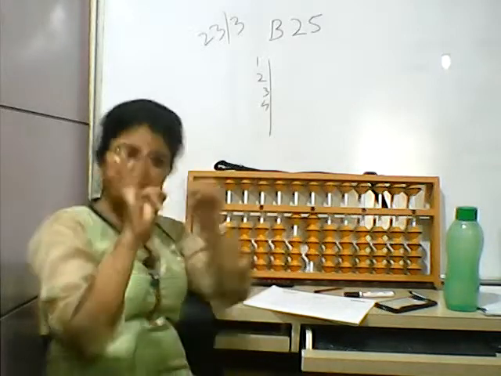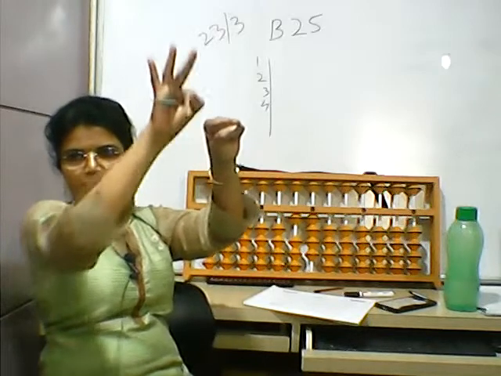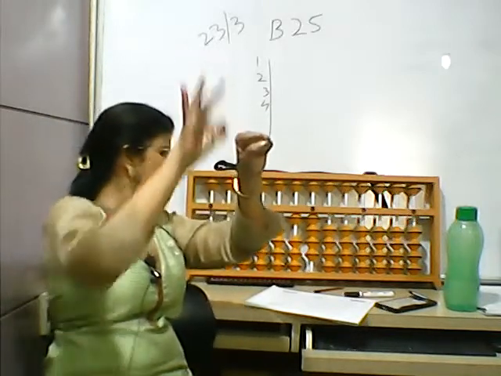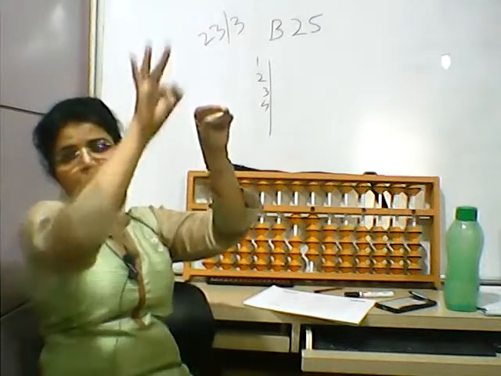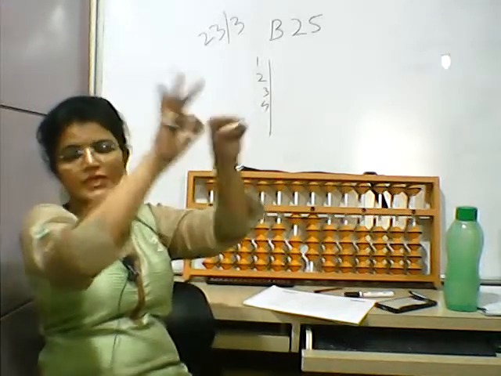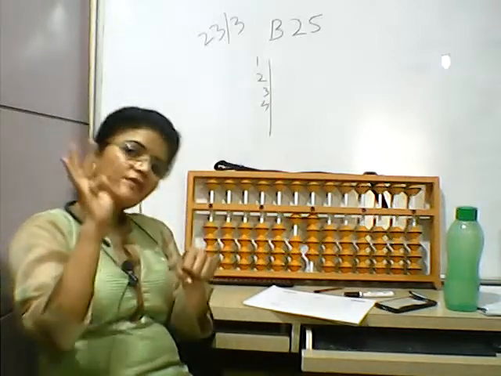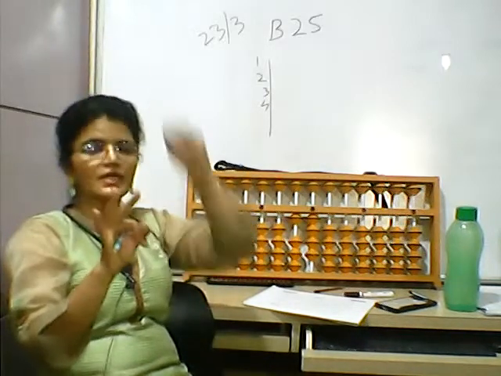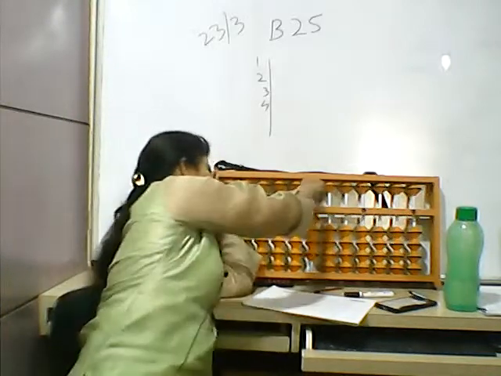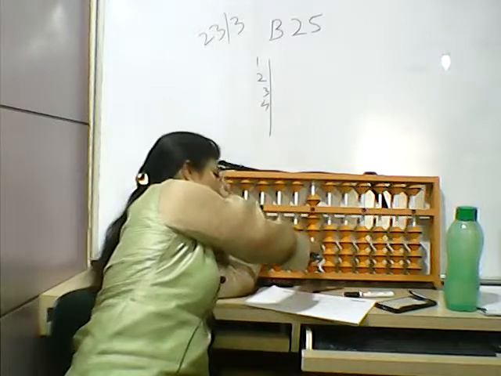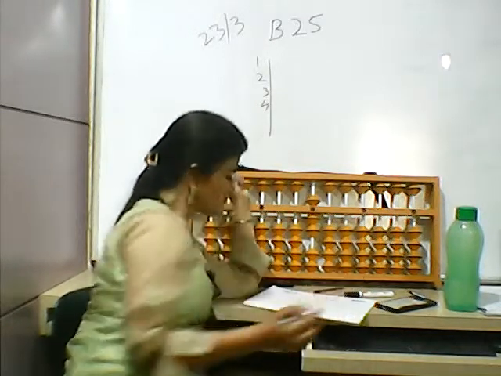Minus 7. Plus 3 to nahi hai. So mix complement. Minus 10, plus 5, minus 2. That is 7.